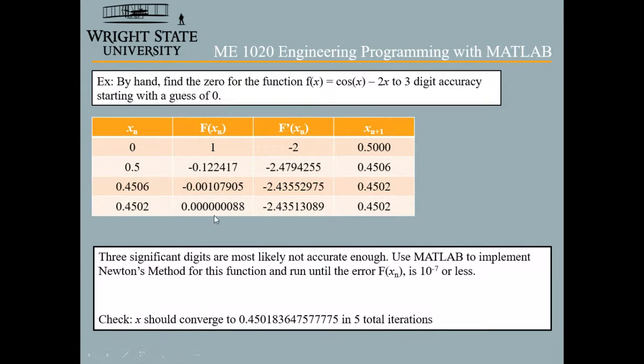And so I've gotten it down to, actually it's more than 3 significant digits, but I've gotten it down so that I have x of n within 3 sig figs, right? So it's the difference between steps 3 and 4. It's the difference of 0.4506 to 0.4502. So you're basically the same, right? Your answer is 0.4502.